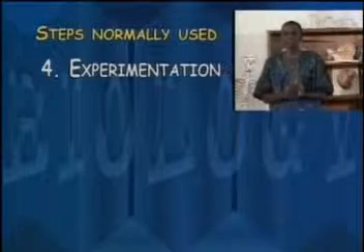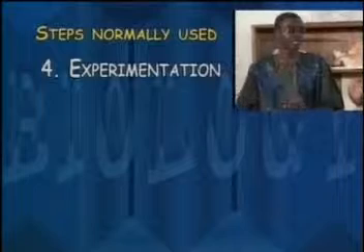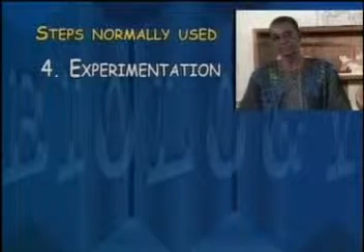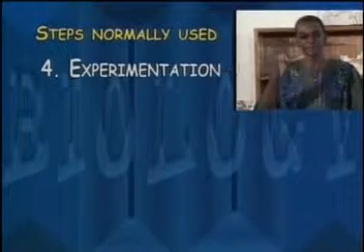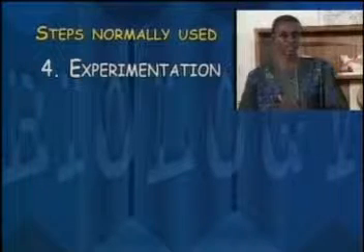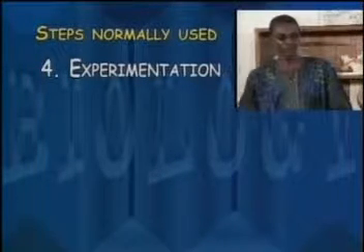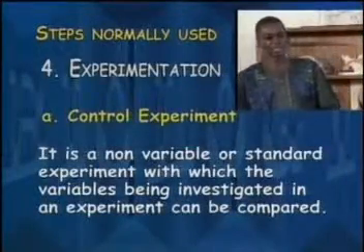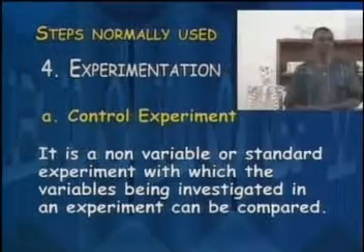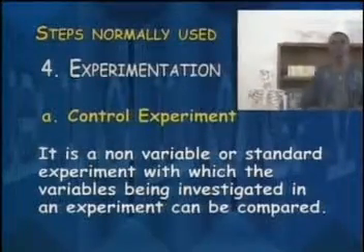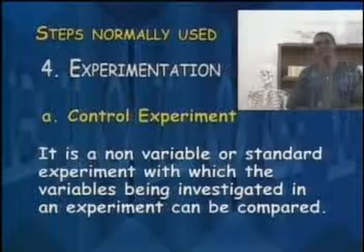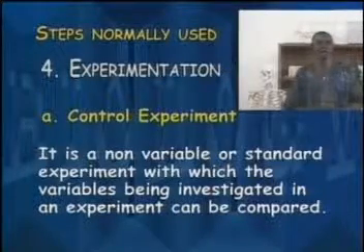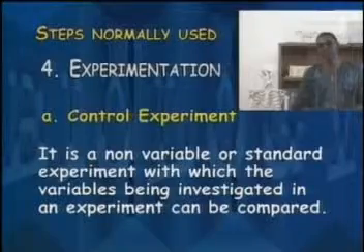Four, experimentation. After we've stated our problem, that is the hypothesis, we have to send these investigations through experiment. We call it experimentation. Experimentation involves two steps. We have a control experiment and we have the experiment group. A control experiment is a standard experiment that contains almost all the variables. Again, it is a non-variable or standard experiment with which the variables being investigated in an experiment can be compared.